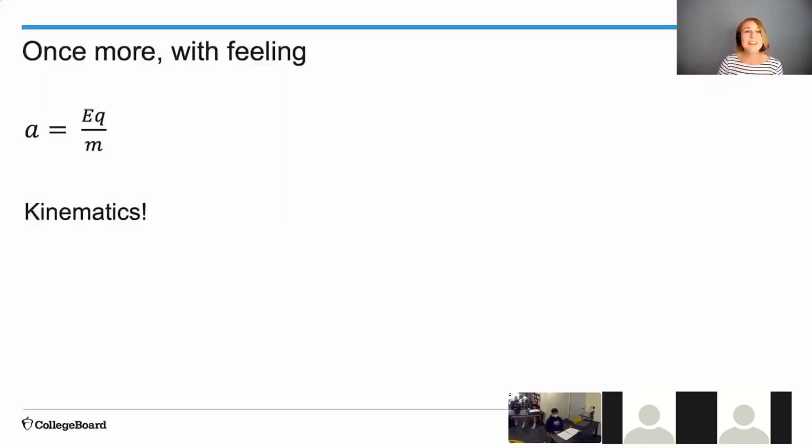All right, once more with feeling. When we're dealing with charged particles in uniform fields, you can calculate the acceleration of that charged particle by taking the electric field. Once you have the value of that acceleration, because that's a uniform acceleration in a uniform field, you can essentially just do kinematics with it.